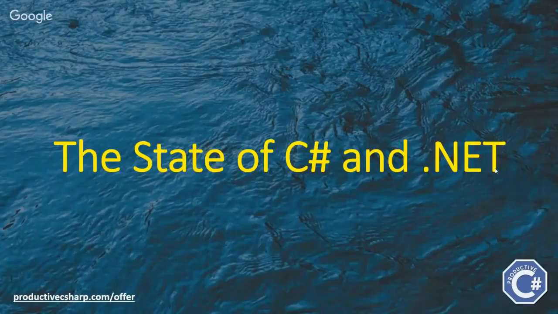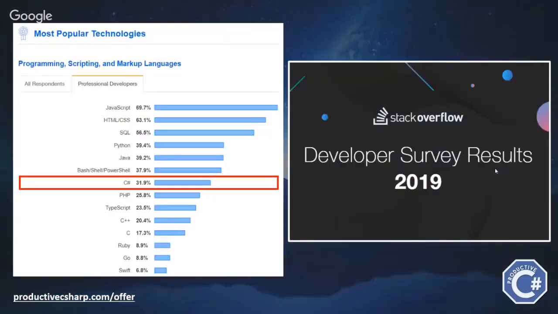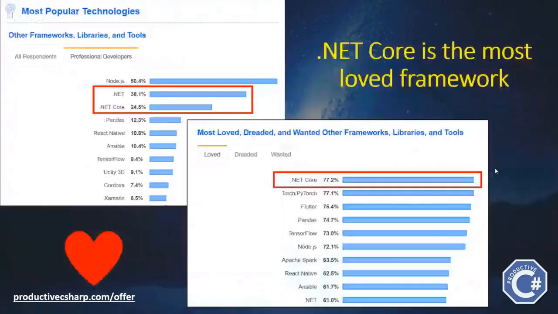So where are we now with C# and .NET? You probably know that Stack Overflow recently announced the results of the developer survey for 2019, and C# is still very strong amongst the top 10 programming languages for professional developers. And more interestingly, .NET and .NET Core are in the top 3 most popular technologies, and .NET Core specifically is the most loved framework available at the moment.